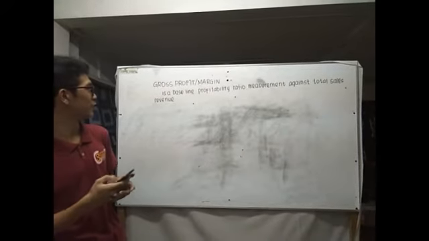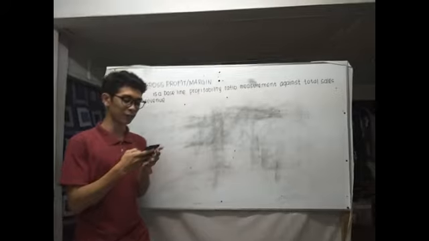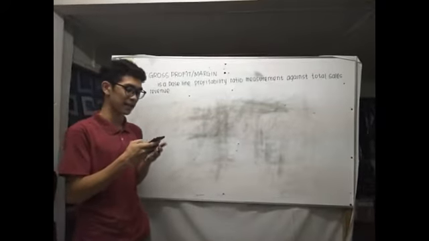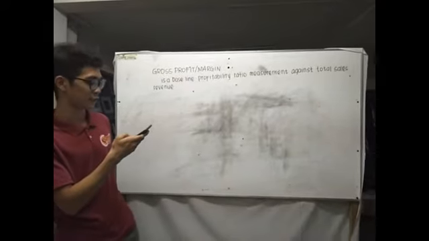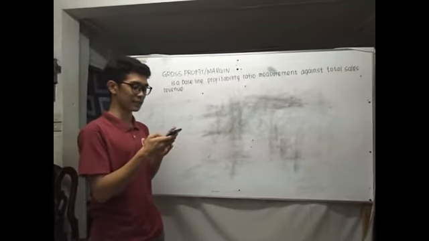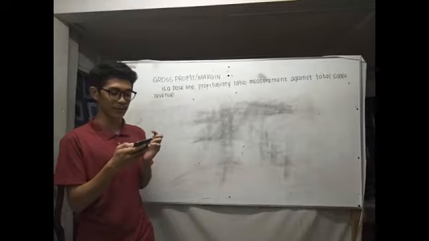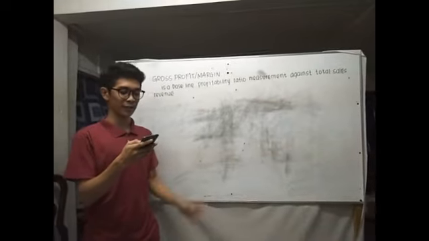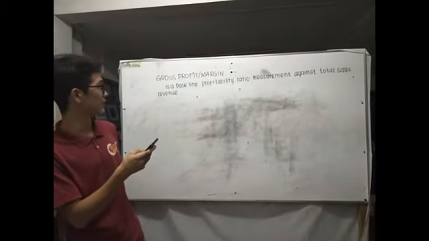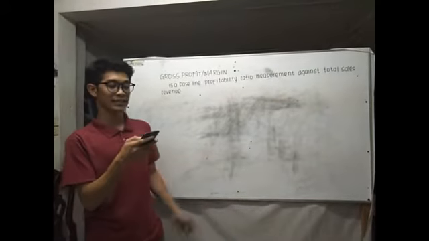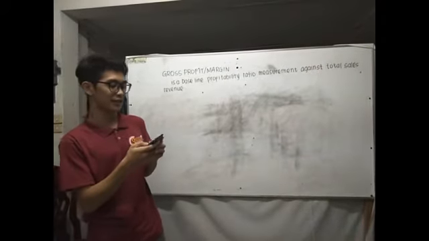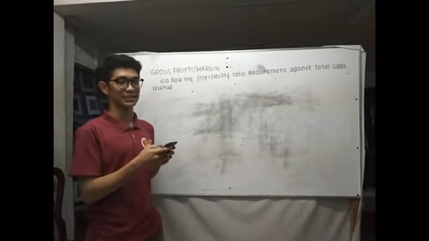Gross profit or gross margin. The gross profit or gross margin is a baseline profitability ratio measurement against total sales revenue. The gross profit margin is the percentage of total sales revenue that remains after deducting direct production-related costs. The formula for calculating gross profit or margin is simply total sales revenue minus production cost over total sales revenue. The resulting number is then expressed as a percentage.